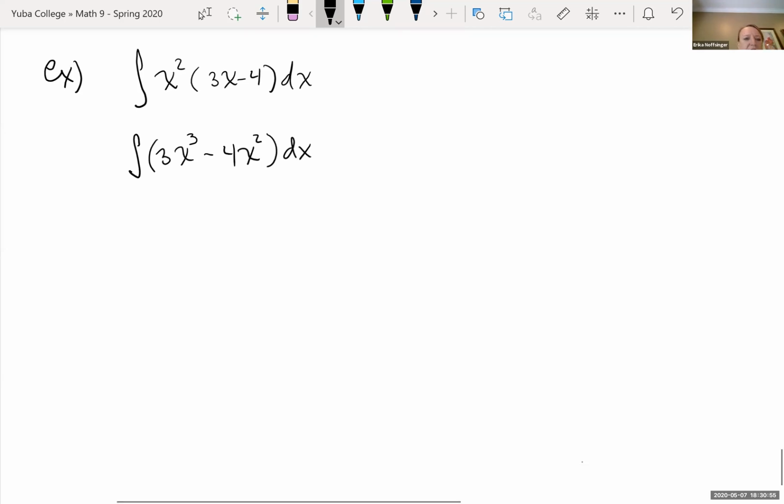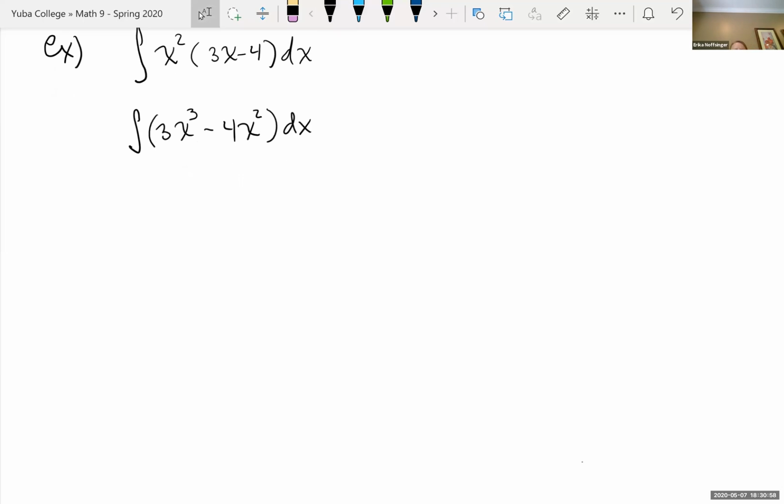Okay, so when we're integrating, we're taking the antiderivative of each piece. The antiderivative of 3x cubed: we add 1 to the exponent, which gives us 4, and divide by that new exponent. So we have 3x to the fourth over 4. Then we have minus 4 times the antiderivative of x squared: add 1 to the exponent, which is 3, and divide by your new exponent, which is 3. This is an indefinite integral. We don't have bounds, and so this is where we put the plus c, our constant.